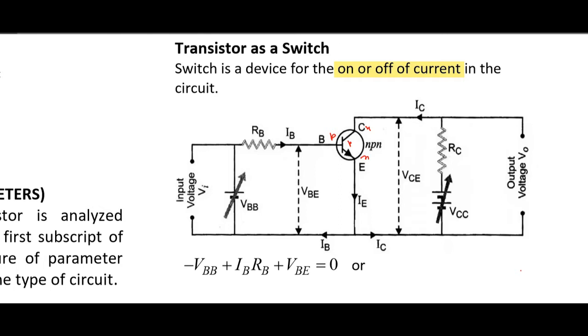This RB is the base biasing resistance. This is VBE, base to emitter voltage. This is input voltage VI. And here we have two currents. This is base current IB, and this is collector current IC.